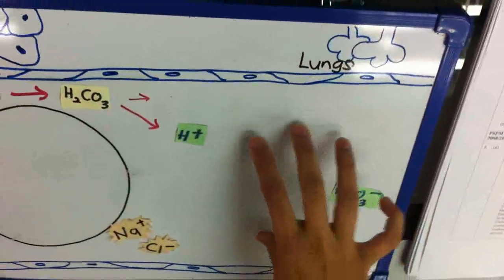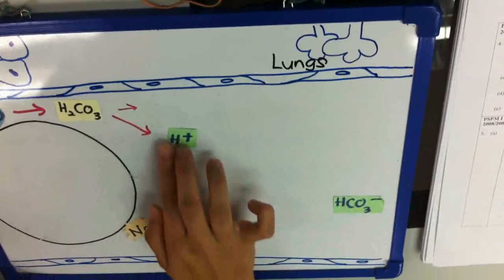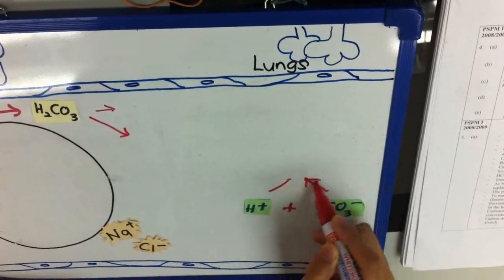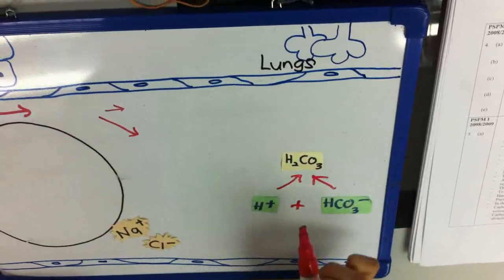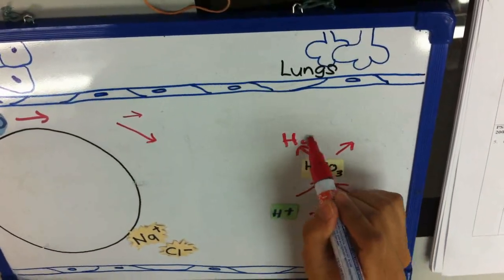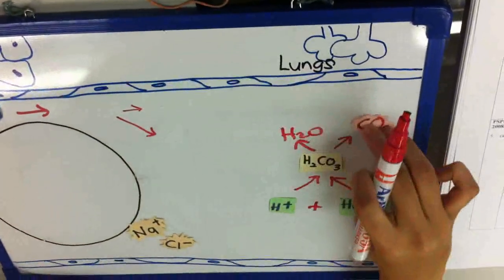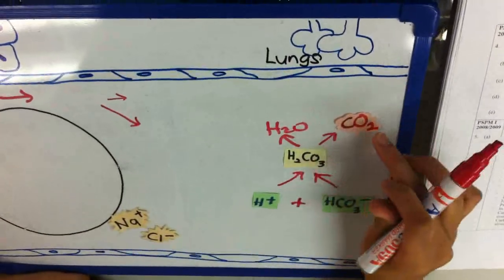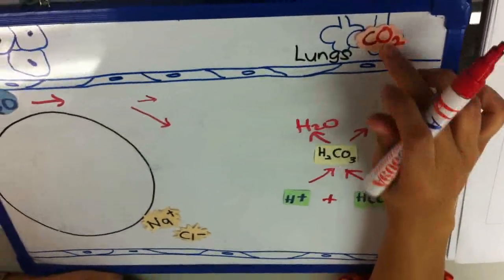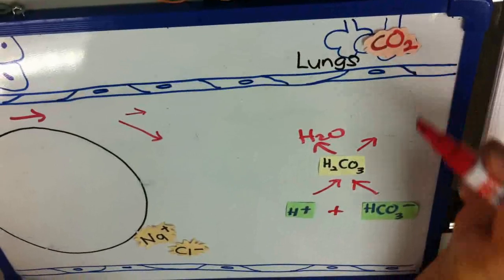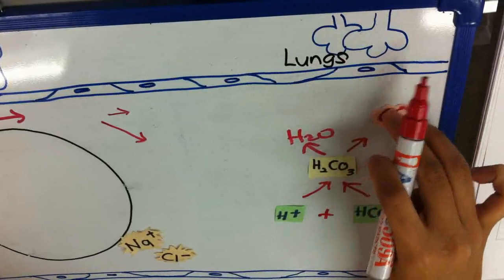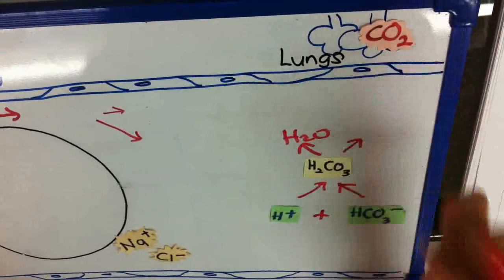When it arrives at the lung area, the HCO3 minus will combine back with the H plus ion and form back the H2CO3. So the H2CO3 will dissociate again to form H2O, which is the water, and also the CO2. So this CO2 will move into the lung area, where the partial pressure of the CO2 inside the lung is much lower compared to the partial pressure of CO2 inside the plasma. That's why the CO2 will be able to move inside the lung and into the environment.